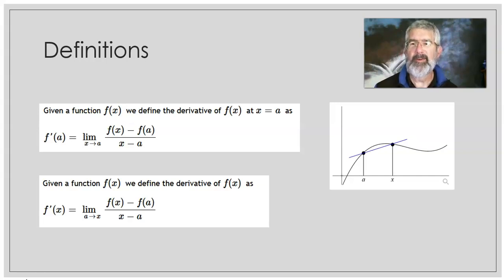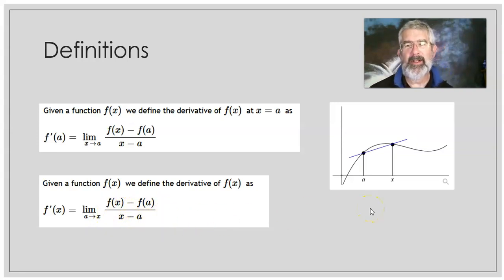One for the definition of the derivative at a point, and another is the derivative at any point as a function of x. So given a function f of x, define the derivative at x equals a as f prime of a equals the limit as x goes to a of f of x minus f of a all over x minus a. This is exactly the same as it was before. Now I want to say, for the general derivative, given a function f of x, we define the derivative of f of x as f prime of x, and it is the limit as a goes to x of f of x minus f of a over x minus a.